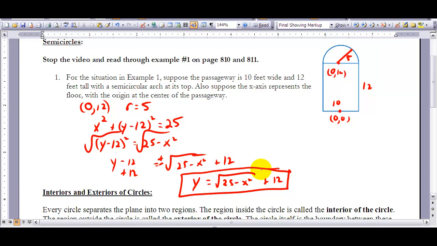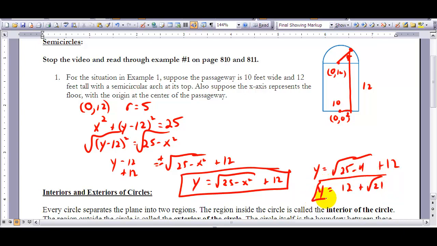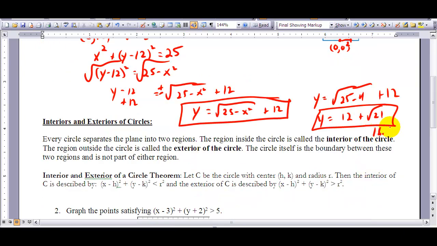Then if I wanted to find out what this height would be right here, where this is 2 units from the center, we'll define that height. Basically, I'm going to take the value for x equal to 2 and solve. If I plug x equals 2 in here, I get y is equal to the square root of 25 minus 2 squared, or 4, plus 12. So y is equal to 12 plus the square root of 21. That would be an exact value, and we could get an approximation to that as well, which is about 16.6 feet.